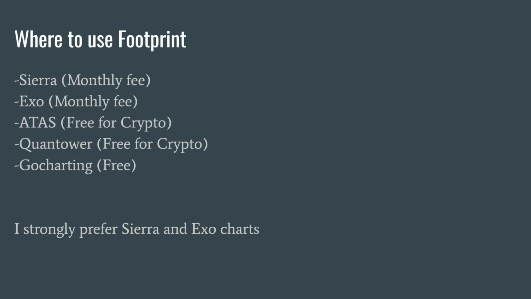as they are significantly better. So the two that are the most standout options are going to be Sierra and Exo. I have ridiculous amounts of time using those, and they're definitely the best charting software out there. If you don't want to have to pay for it monthly, you can look at ATAS, Quant Tower, or Go Charting. Those are good areas to dip your toes and get introductions into footprint charting.